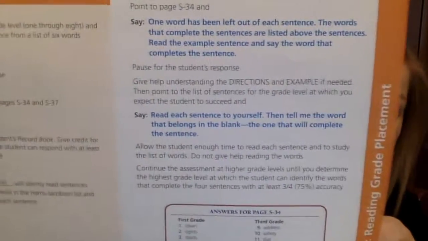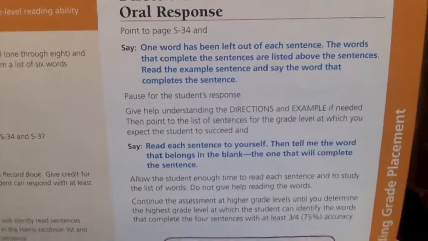So in the examiner sheet, it shows what you're supposed to say as the examiner aloud in blue, and then the directions for the examiner are in black. So if you can see that right there. What's blue is what you say as you're giving the assessment, and then the directions are in black. For this particular assessment, the examiner records the data in the student record book, and according to the protocol, it says to give credit for the highest grade level at which the student can respond with at least 3 out of 4, so 75% comprehension accuracy.